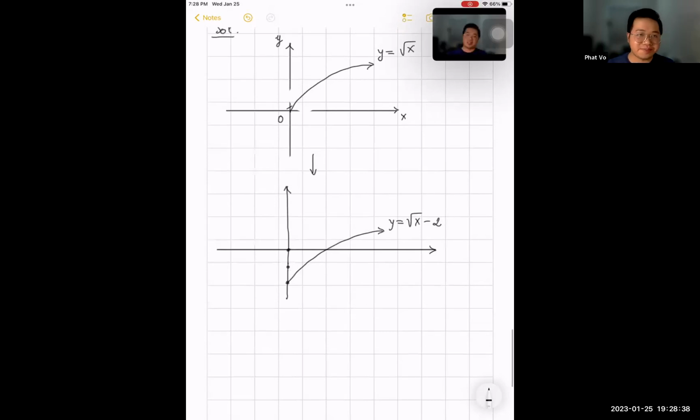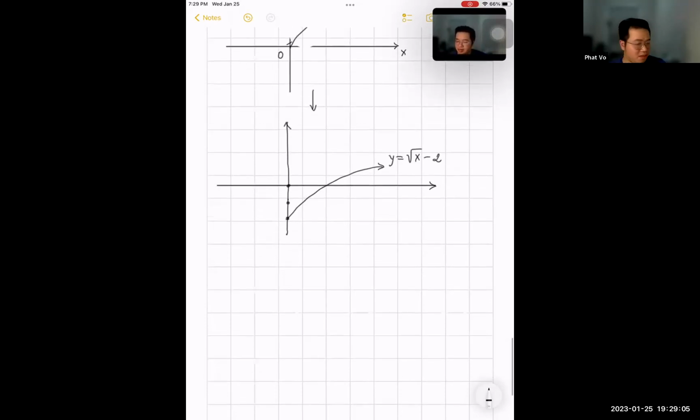It's not difficult, right? You just need to know the basic functions, and after that you will move up or move down, depending on the number here. If the number here is minus, you will move down. If the number here is plus, you will move up.